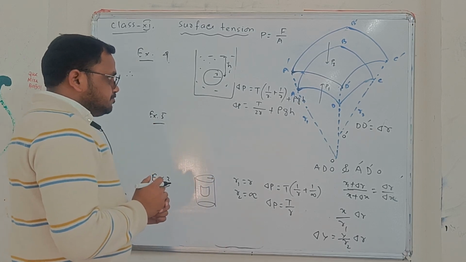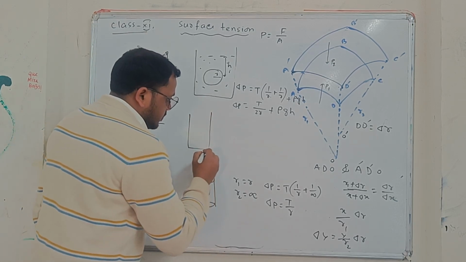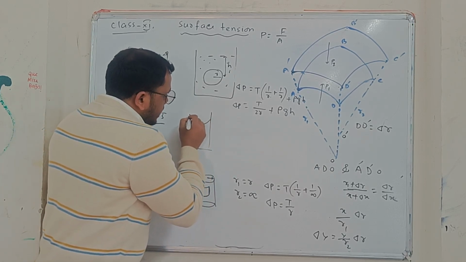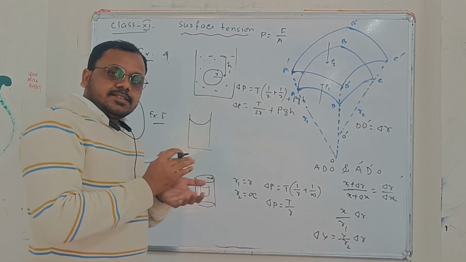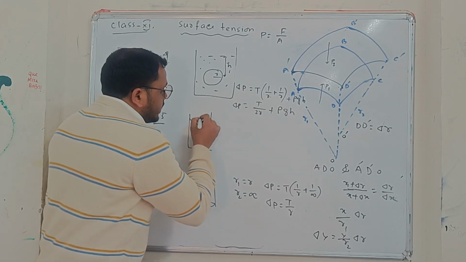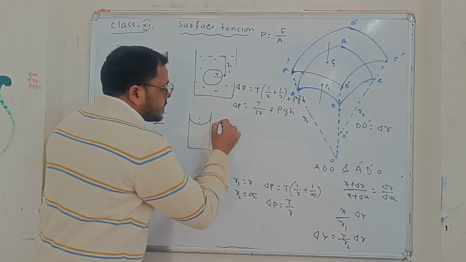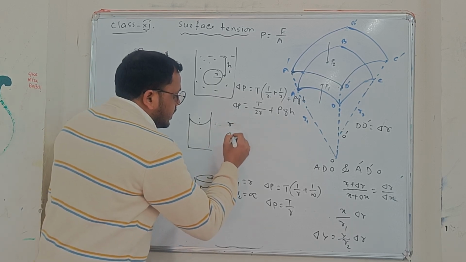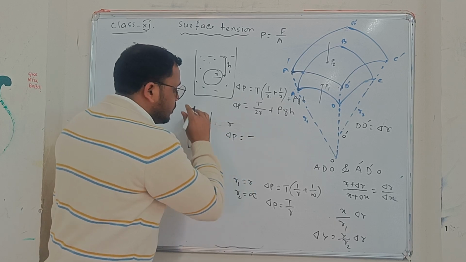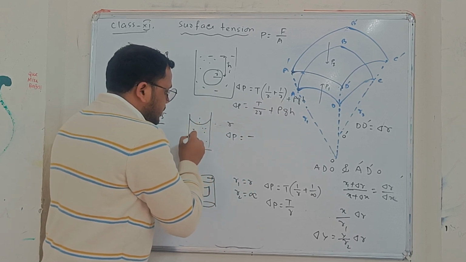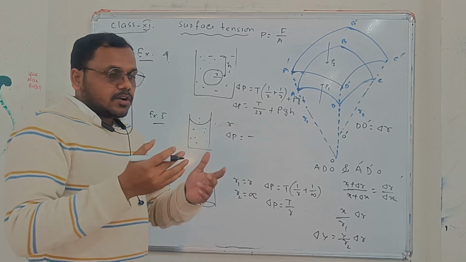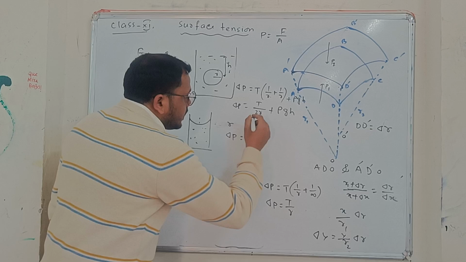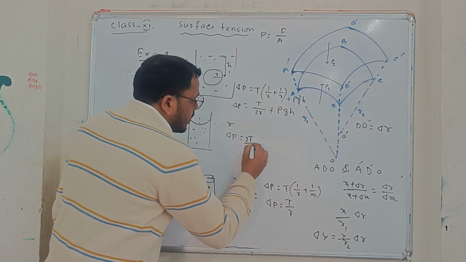Here we consider this is a container, and a liquid is there, and this is the shape of the liquid. If the shape is a concave meniscus, and suppose we consider its radius of the meniscus is r, then del P equals to, we can write, only one surface is there. The other side is liquid, so only one free surface is there. That's why we can write this as 2T divided by R.